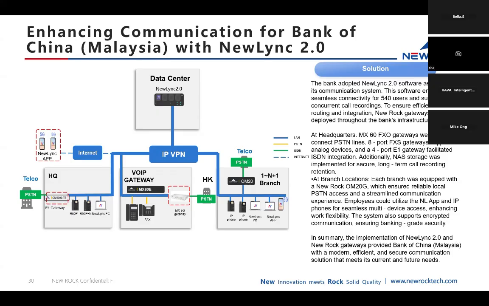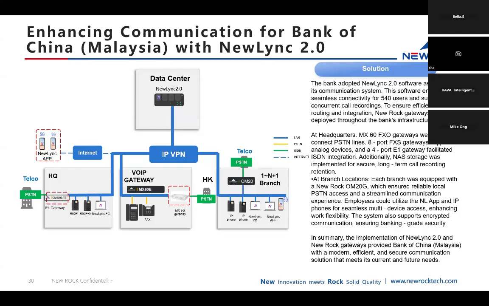Additionally, since the bank uses recording features, the bank requested that recording files be synchronized to their NAS storage for secure long-term storage. Based on this setup, our New Link can also store the recordings to their NAS server for synchronization, so they can keep the recordings for long-term purposes. They can retrieve anything through their NAS or through our system. Another thing is that each branch deploys an OM20G using a local PSTN line and handles local customer calls.